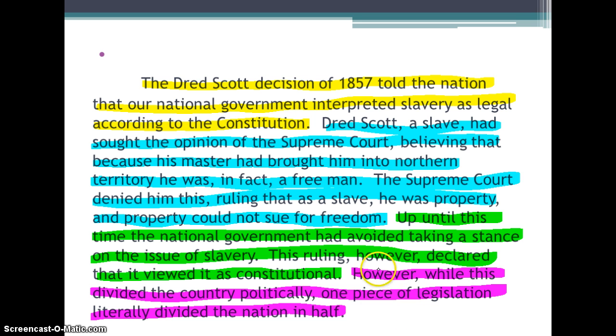So I put, however, while this divided the country politically, one piece of legislation literally divided the nation in half. And I know in the next paragraph I'll be talking about the geographic split of the country that the Missouri Compromise of 1820 caused.